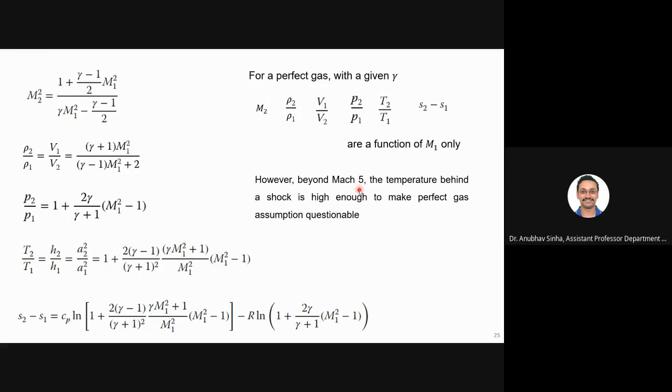See, temperature also changes beyond the shock, right? There are large density changes, large changes with temperature. So once you go beyond Mach 5, the temperature changes are also quite high, and these are high enough to make this questionable. Here we have assumed that this is a perfect gas. That will not be true if you have very large temperatures. So these relations are quite okay in the supersonic region, but not in hypersonic. Hypersonic is more than Mach 5. So you have to keep that in mind.